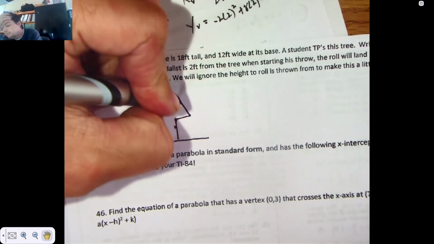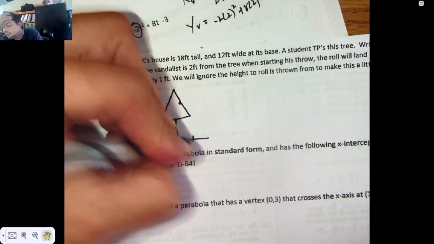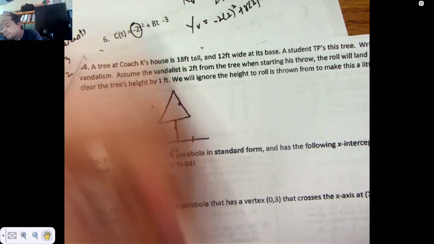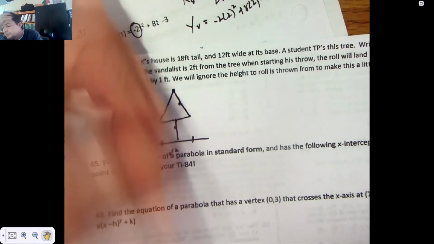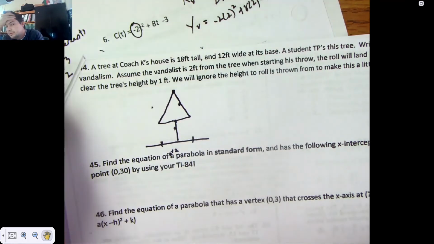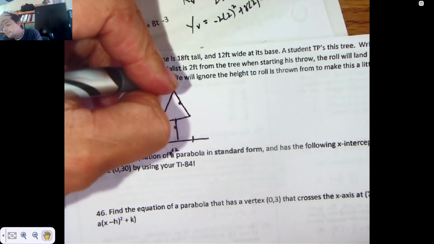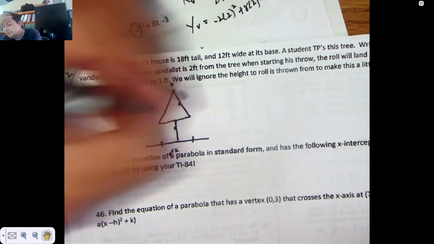Make it a pine tree. They're easy to draw. Remember, that's 12 foot. It's 18 foot tall. Assume the vandalist is 2 foot away from the tree when starting his throw, and the roll will land 2 foot on the other side of the tree and clear the tree's height by 1 foot. So if the tree is 18 foot tall and we clear it by 1 foot, that's going to put me at 19 foot in height.